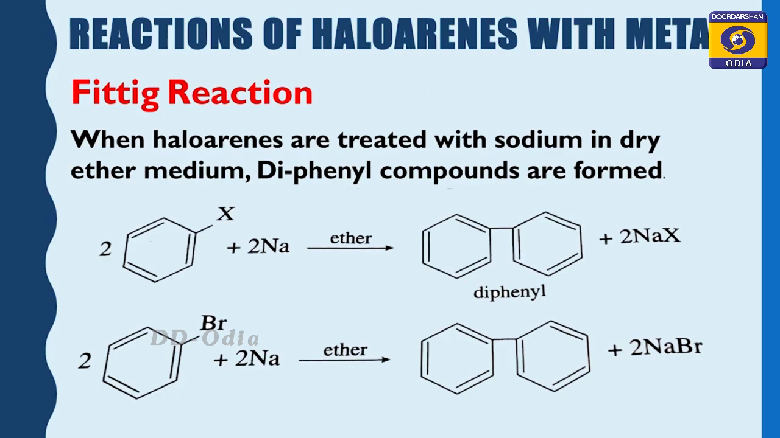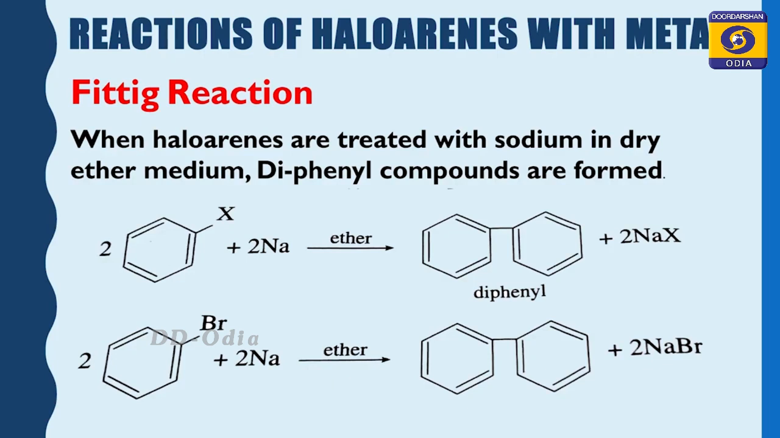Students, you are already acquainted with such reactions. I think all of you know the Wurtz reaction. In the Wurtz reaction, what happens? The alkyl halide reacts with metallic sodium in a dry ether medium to give higher alkanes. It is an exactly similar case, but instead of alkyl halide, we are taking aryl halide here, otherwise everything is the same.